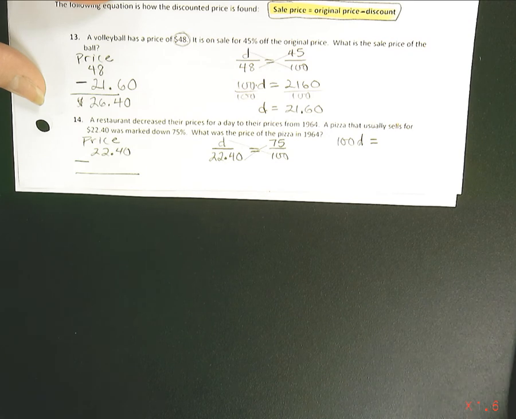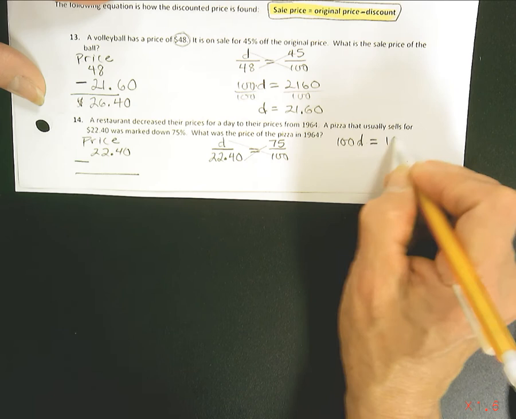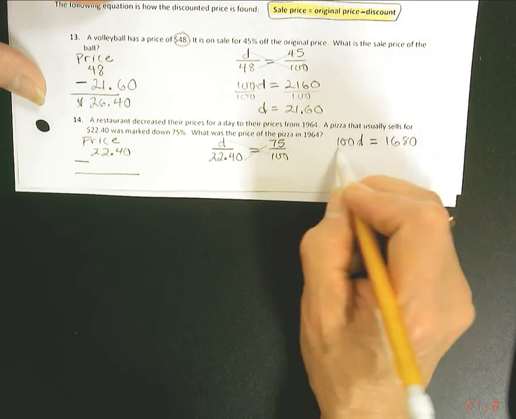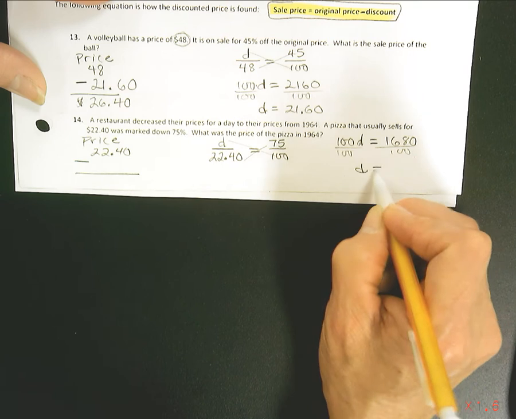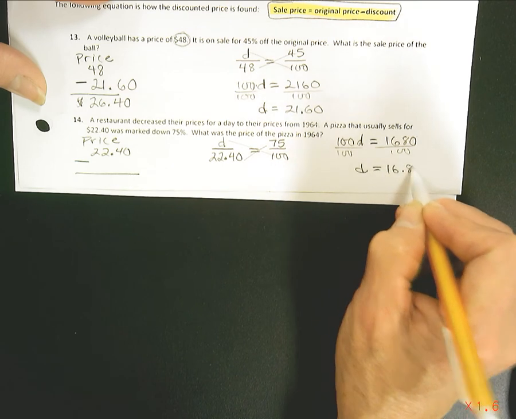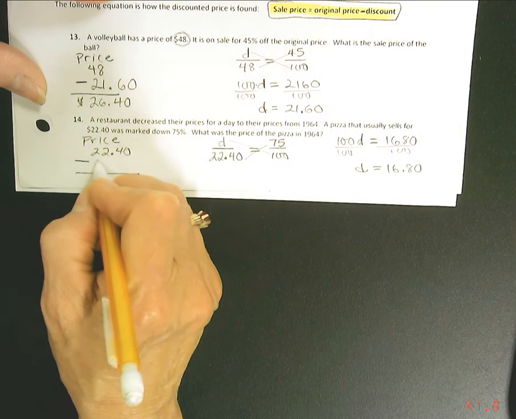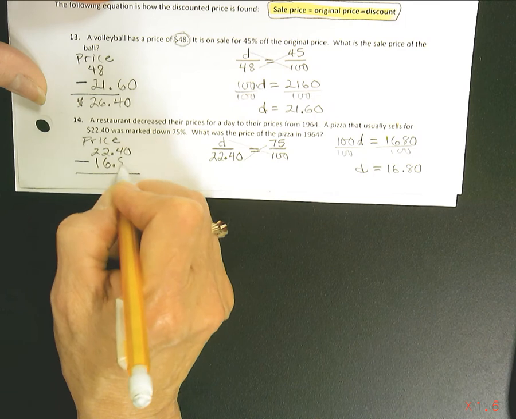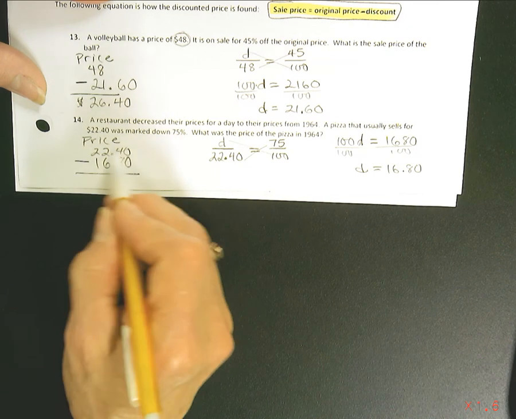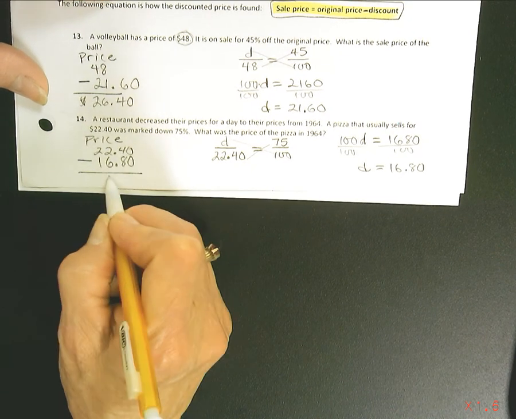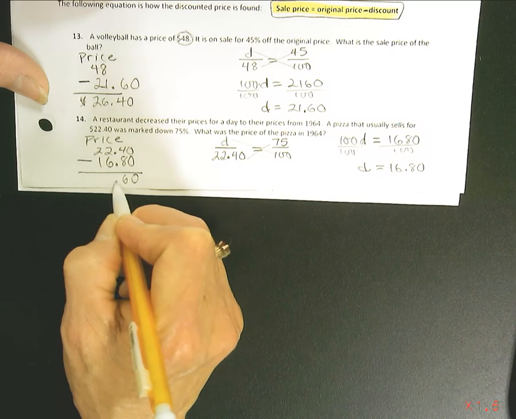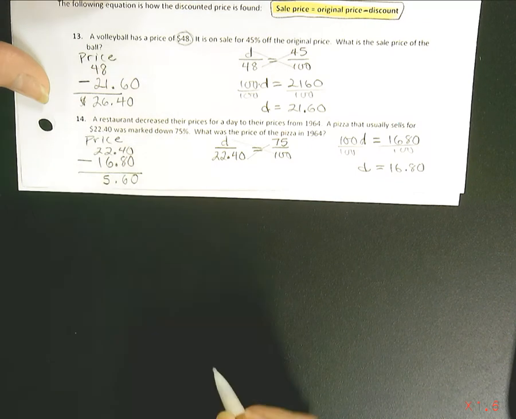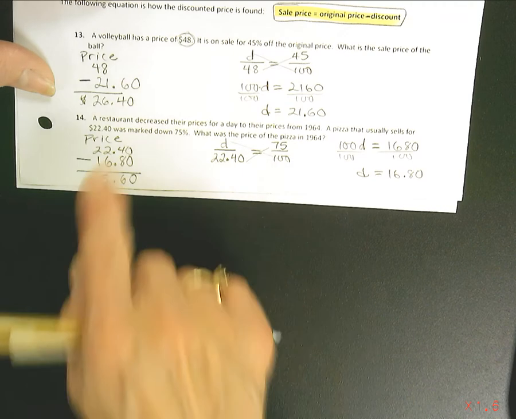22.4 times 75. That gives us 1680. Divide both sides by 100. The discount is $16.80. So we've got to take that $16.80 away from the full price. And let's see, we're going to end up paying $5.60 for that pizza. You can do this in your calculator.